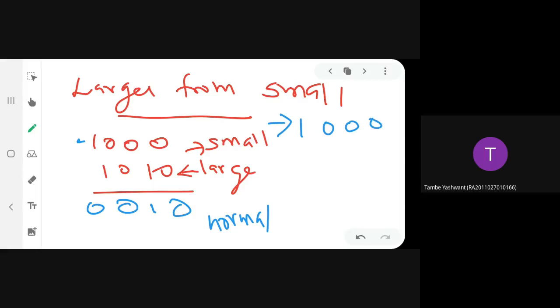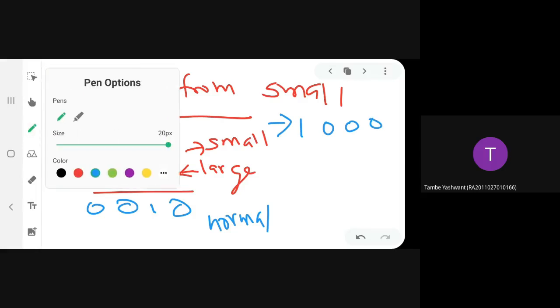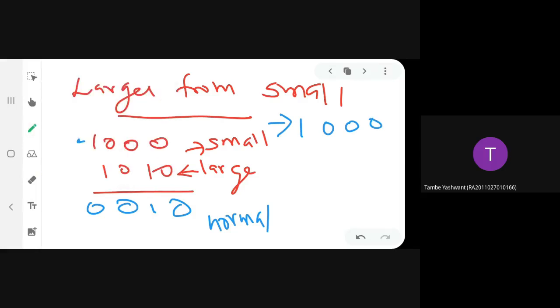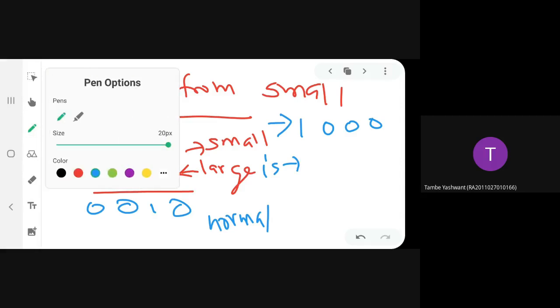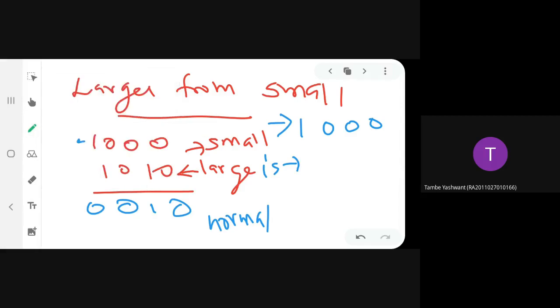1000 you retain. Next, the number that you are trying to subtract from it, take its one's complement. One's complement you have to do. So what is the one's complement here? You just turn zeros to ones and ones to zeros.